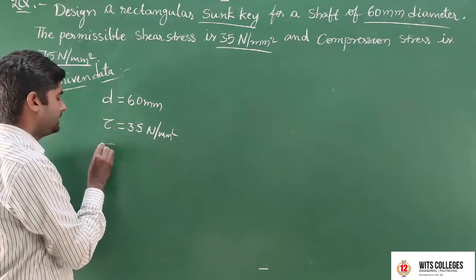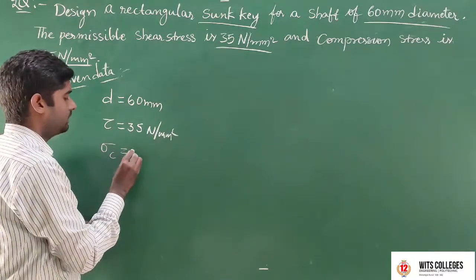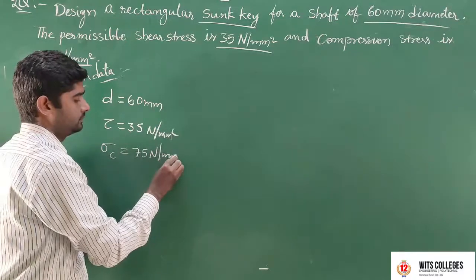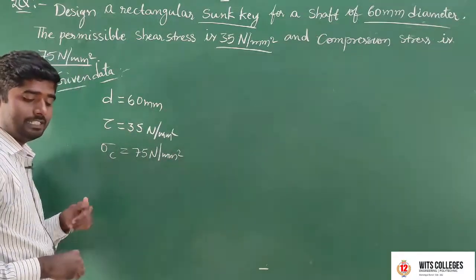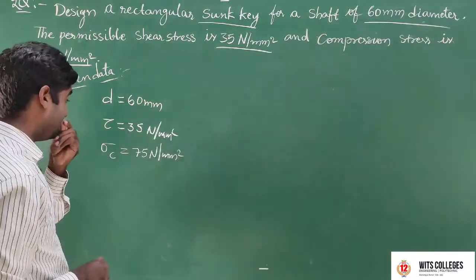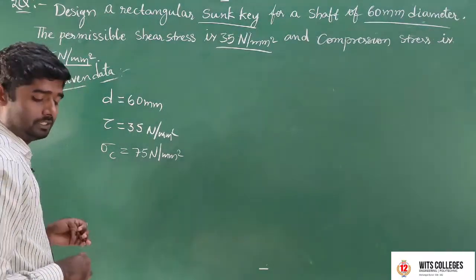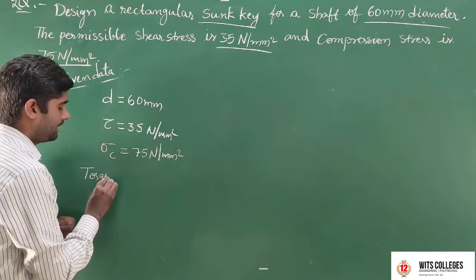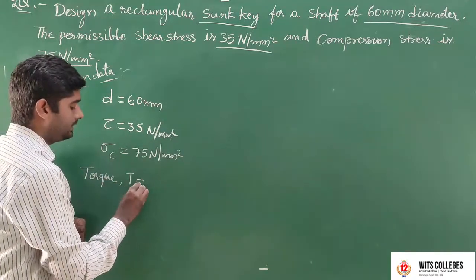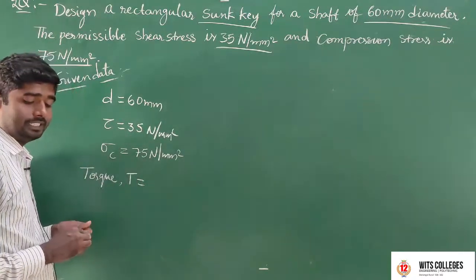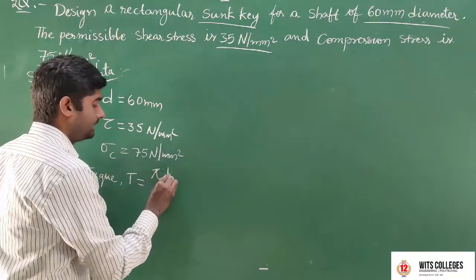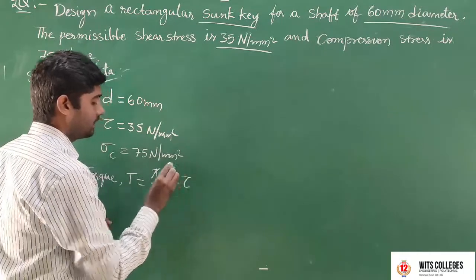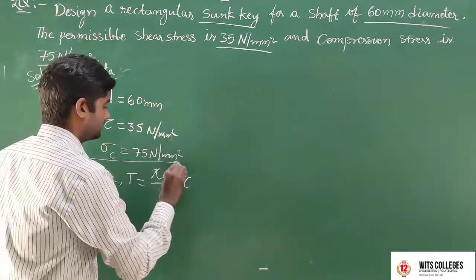Next, the compression stress is denoted by sigma C and is equal to 75 Newton per mm square. Okay. Next, find out the T. T means torque. Torque transmitted is denoted by T. The formula is T equal to pi d cube by 16 using tau.